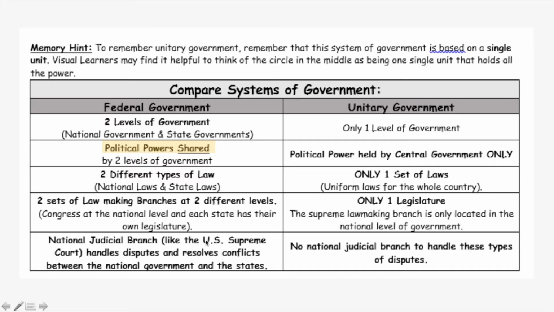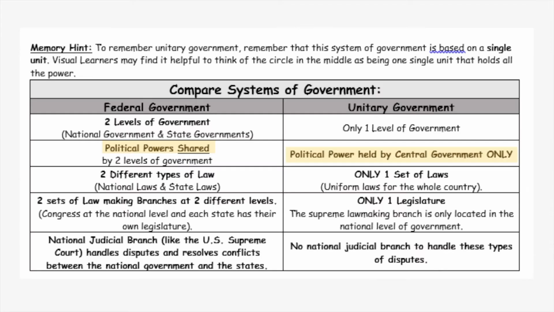The last comparison here, if you lived in a federal government like what we do here in the United States, the national judicial branch, like the U.S. Supreme Court, handles disputes and it resolves conflicts between the national government and the state. So our national court system handles conflicts between the different states. There is no national judicial branch to handle these types of disputes in a unitary government. So if like two states are fighting, it's not like they have this national thing that would handle two states fighting.